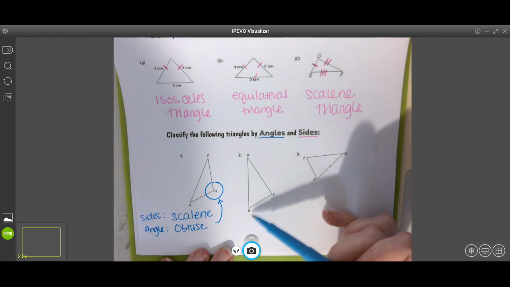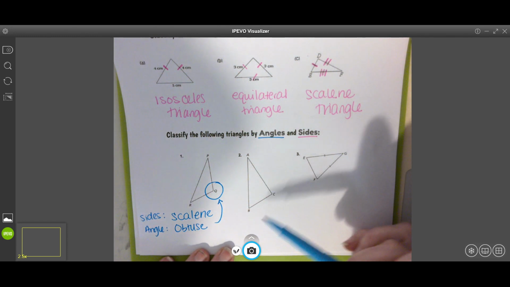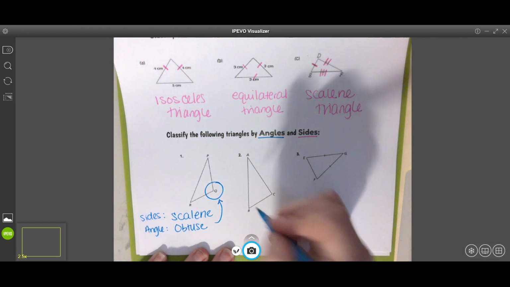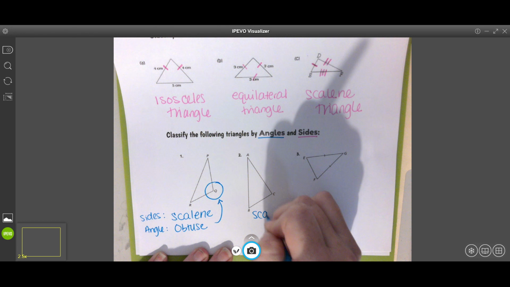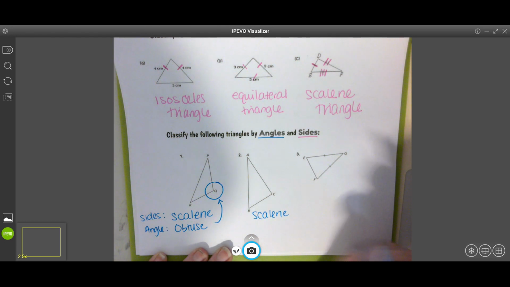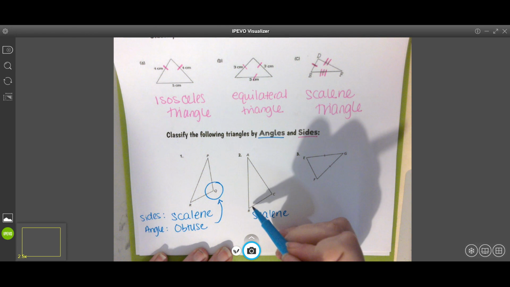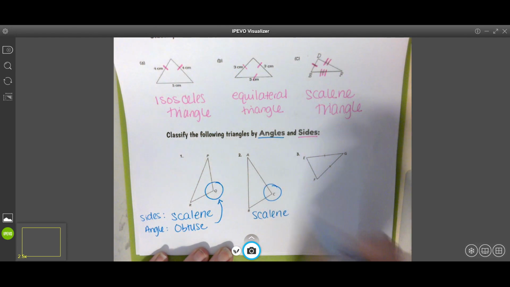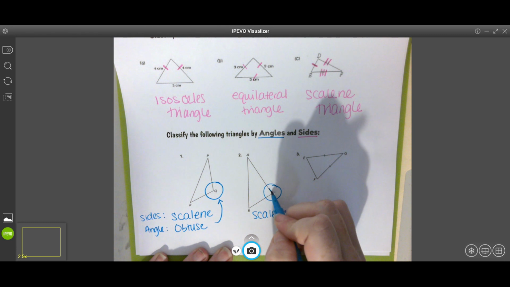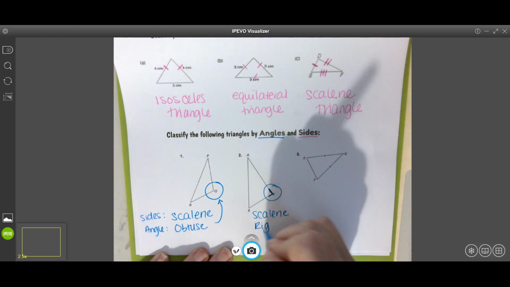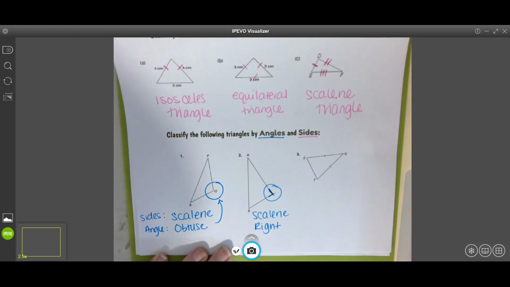Number 2, do any of the sides match? And the answer is no. So again, this is another scalene triangle. And then we're going to look for our angles. So I can see that angle B and angle A are very small. They're acute. So I need to look at angle C. Angle C actually makes that perfect L. So I'm considering this to be a right triangle.